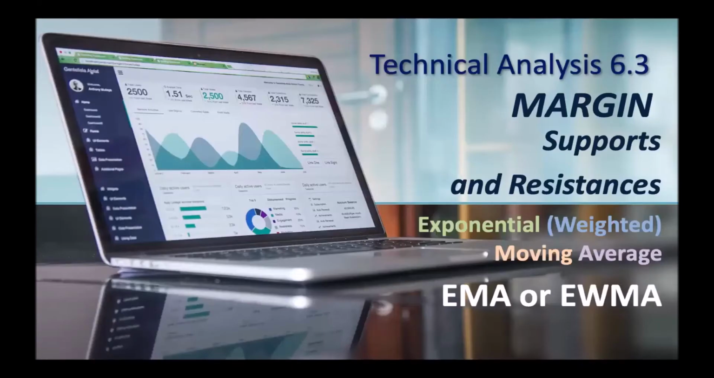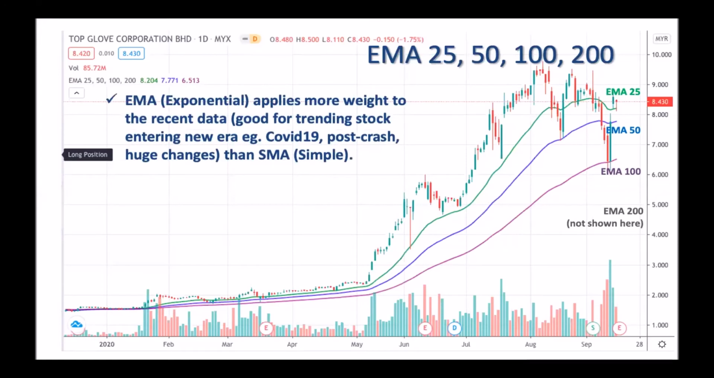Okay, now we move on to the exponential weighted moving average. EMA, E stands for exponential, MA you know, moving average. It applies more weight to the recent data compared to MACD. So it's very good for trading stocks that go into a new era, like COVID-19 post-crash with huge changes. We give you the recent data. If you're using MACD, it may give you the longer previous data before the event happened, compared to SMA, the simple moving average. It can also be used to indicate trends and support resistance, but in this topic we talk more on the support resistance.